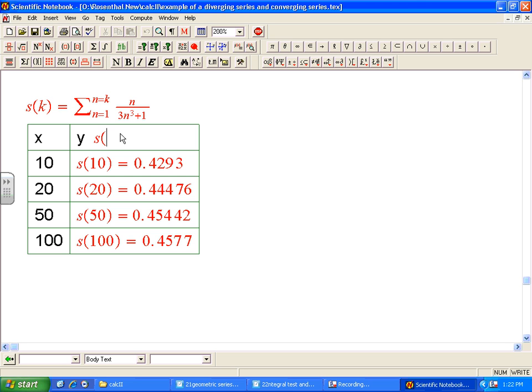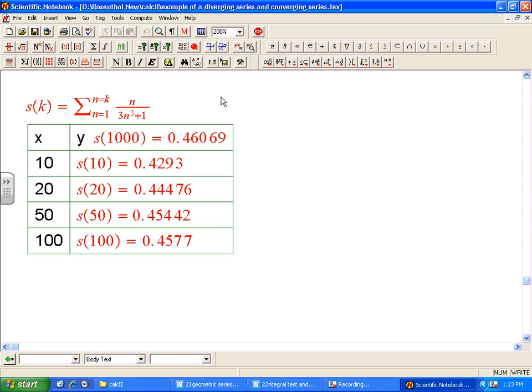Okay, I'm going to try S of 1,000. I wanted to add 1,000 terms of this series, just to see if there's a pattern, if this is really converging. So I'm going to go to equals to evaluate this numerically. After 1,000 terms, it's still stabilizing around 0.46. You see, from 100 to 1,000, it really didn't add that much more.